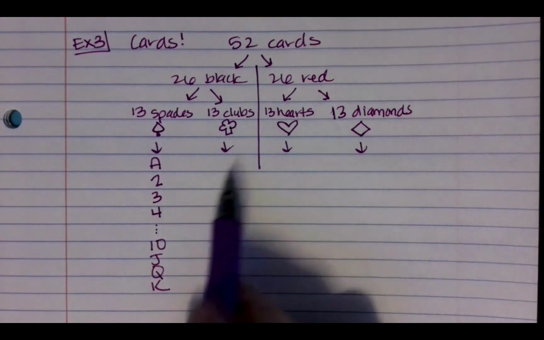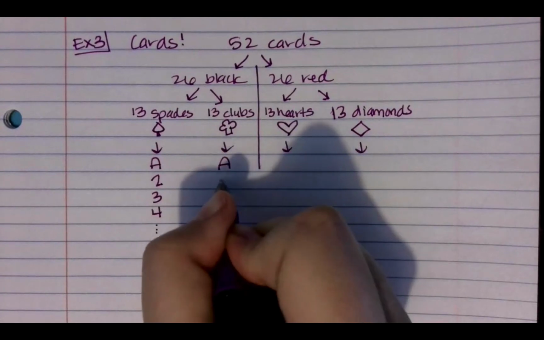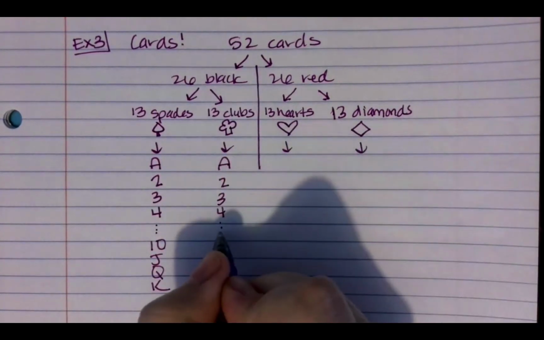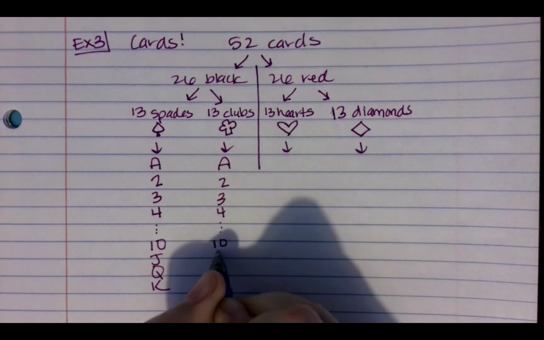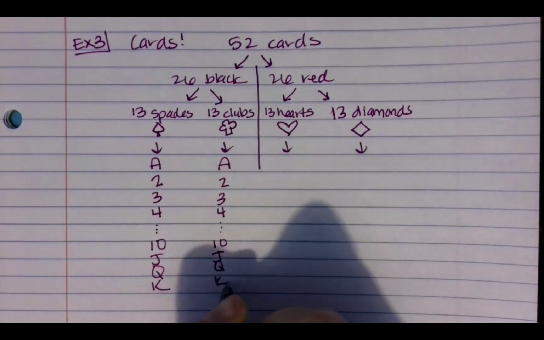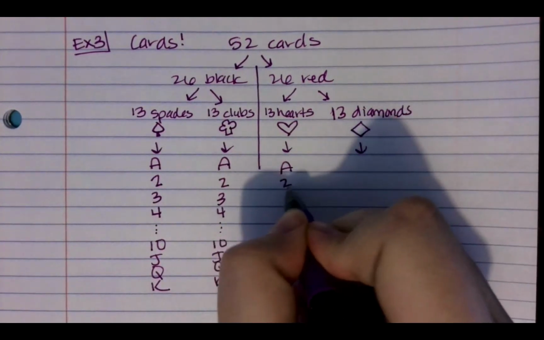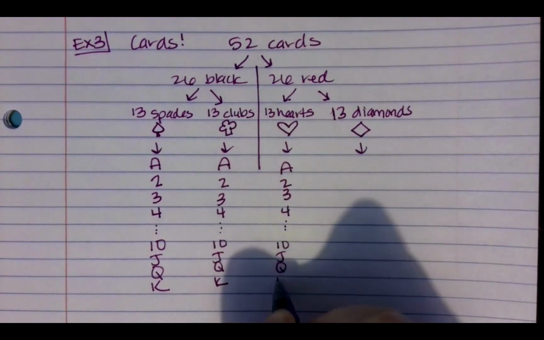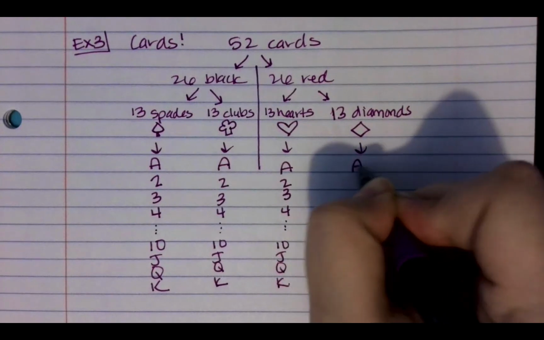So that happens for clubs too. There's an ace of clubs, 2 of clubs, 3 of clubs, 4 of clubs, 5, 6, 7, 8, 9 of clubs. There's a 10 of clubs, jack, queen, king. You can just fill this out. If you don't feel like you need it, that's fine. But like I said, not a lot of students play a lot of cards.